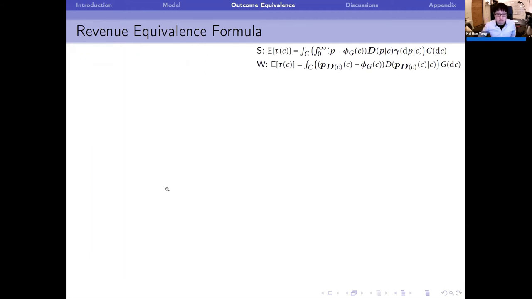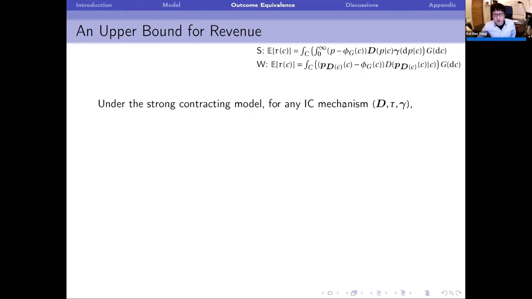Okay, now let me try to derive that upper bound. First of all, remember that this was stated in the previous lemma. Under the strong contracting model, under an EIC mechanism, the expected revenue looks like this. Now I dropped the constant because by the IR constraint, it means that the constant has to be zero. But under the strong contracting model, the expected revenue for an EIC mechanism looks like this. Now, whatever this thing is, if we look at the integrand, that's the profit of the seller whose cost is replaced by the virtual cost when facing the demand D and when drawing the price from distribution gamma.